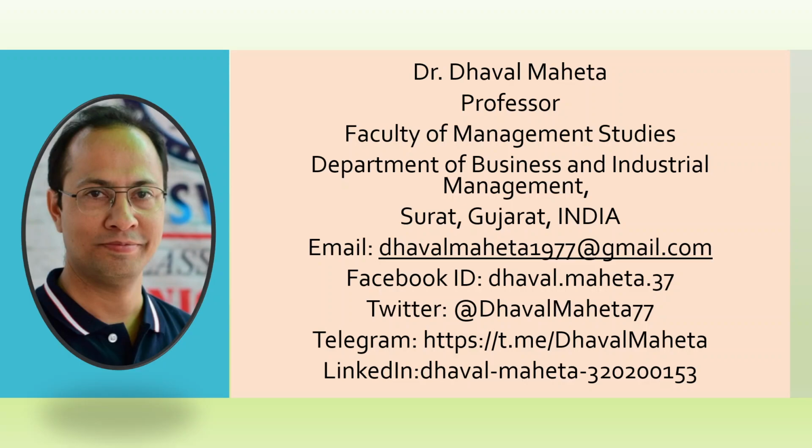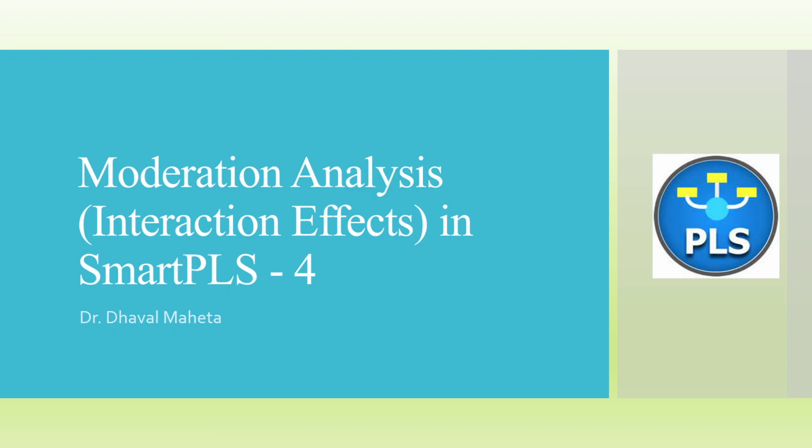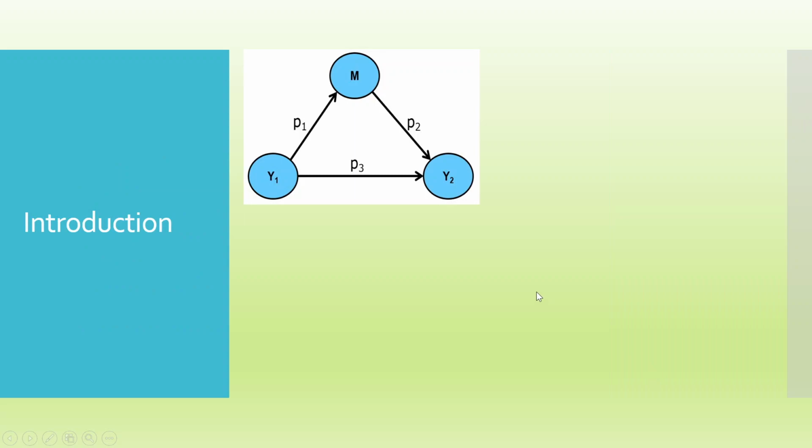This is Dr. Dhaval Maheta, and today we are going to discuss moderation analysis, also known as interaction effects in SmartPLS-4. Now you can see here that there are three constructs: Y1, Y2, and M. Y1 influences Y2, and Y1 also influences Y2 through the mediator variable M. So we consider P3 to be the direct effect, and the effect coming on Y2 through M of a Y1, that is P1 into P2, is considered to be the indirect effect. Now, this was what we had talked about, the mediation effect.